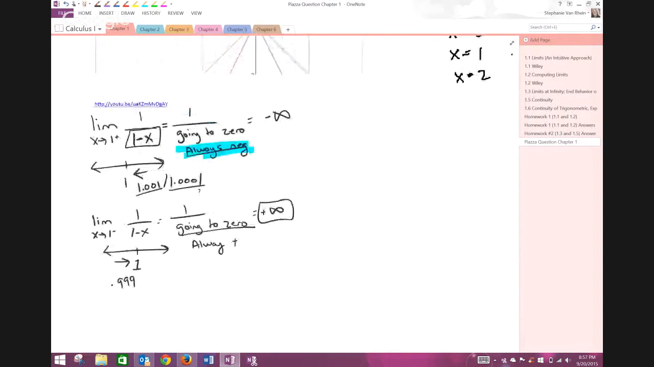Something like this generally shows up on the final exam, on exam 1B. So it was a good question.